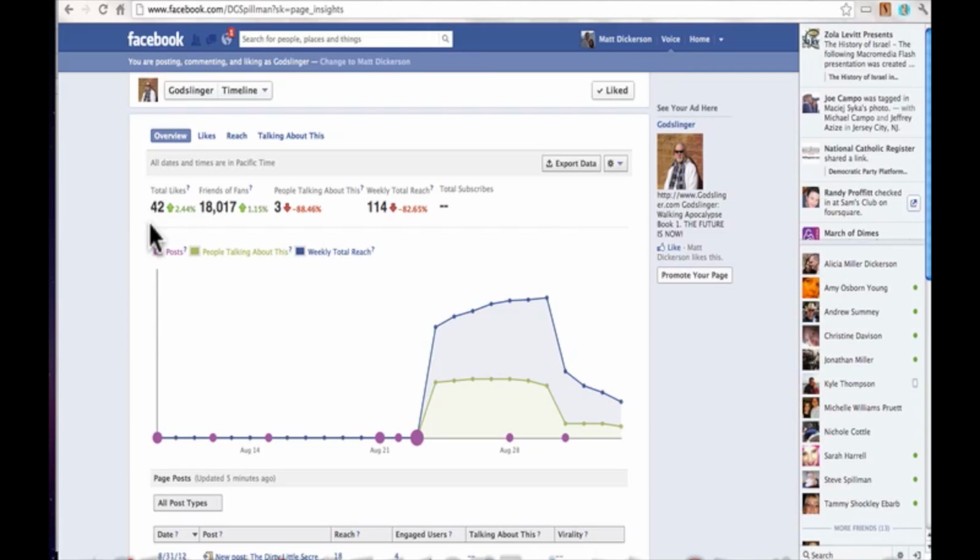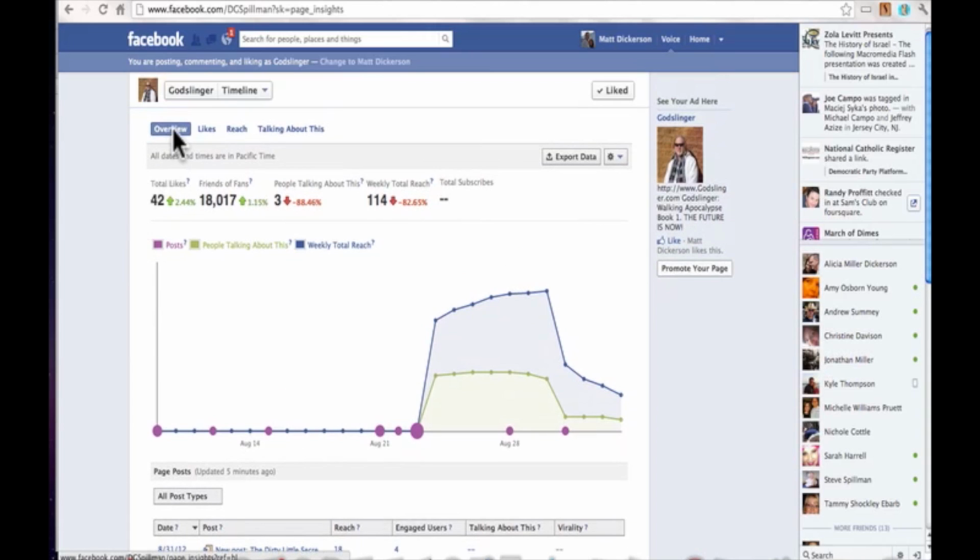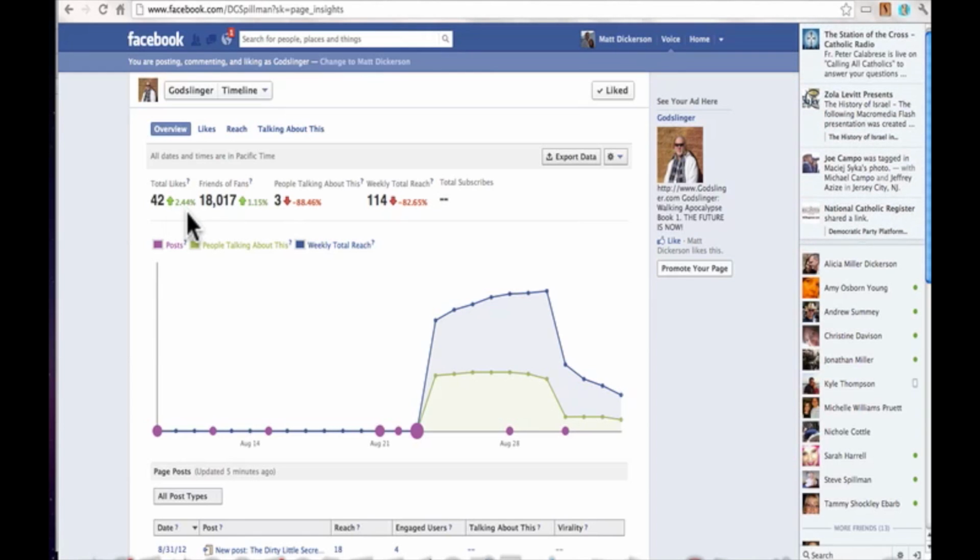So what can we learn by looking into Insights? Again, the idea is this is giving you insight into what's going on with your page. When you come into it, initially you're going to be in Overview. You can see the total number of likes, and this is going to show you a percentage of growth from the date that comes up. In this case, it's over a week's time, August 29th to September 5th. So he had a little over 2% growth. As long as that is green, that is good. That's showing progress.